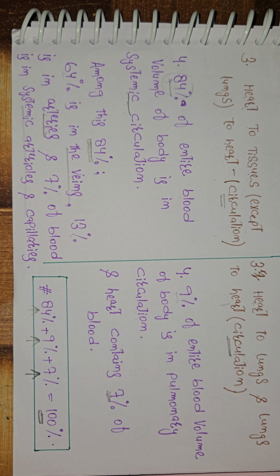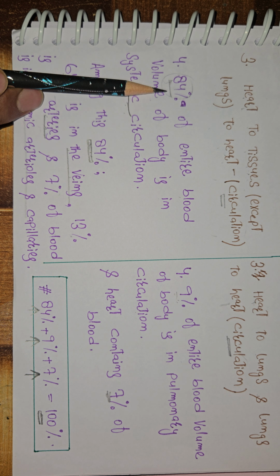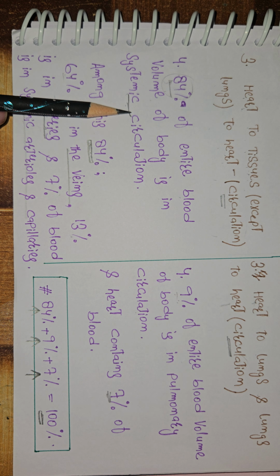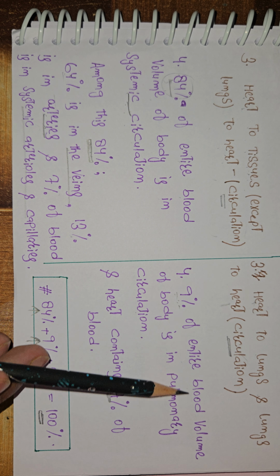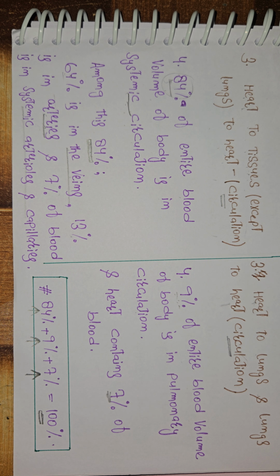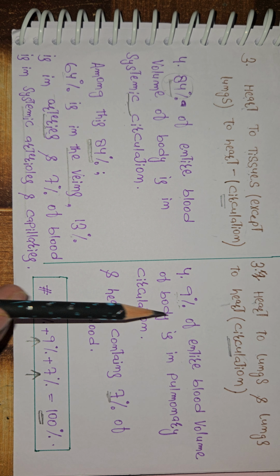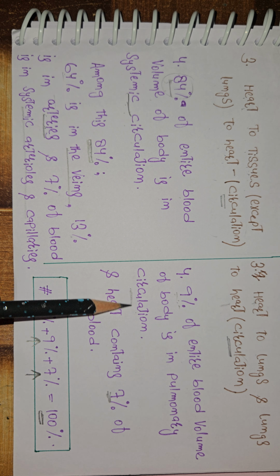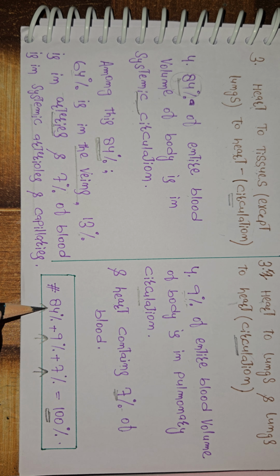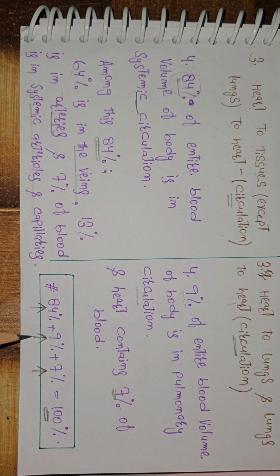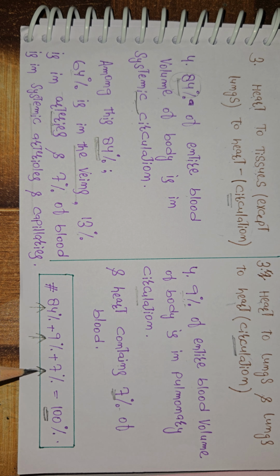Moving forward, we have difference number 4. 84% of the entire blood volume of the body is in systemic circulation, while 9% of the entire blood volume is in pulmonary circulation. Among the whole blood, 9% is in pulmonary circulation, and the heart contains 7% of blood at a particular time. So 84% in systemic circulation, 9% in pulmonary circulation, and 7% in the heart equals the total 100% of blood.